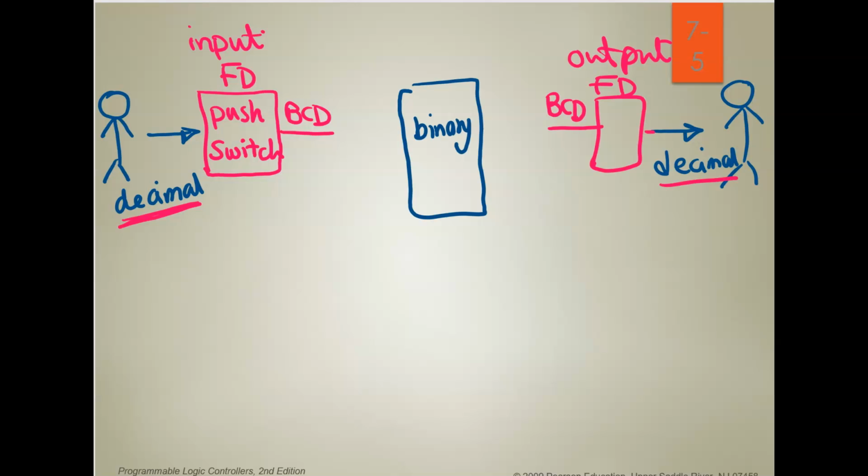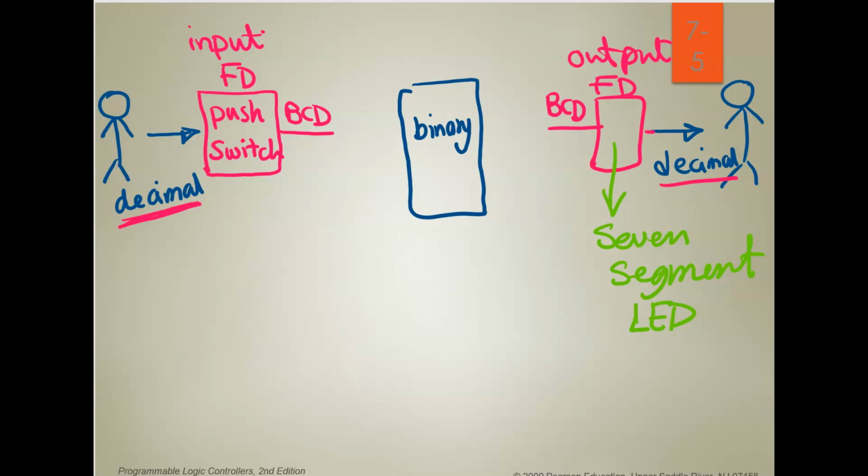What are these output field devices? You definitely know about them. The output field device that can convert a binary coded decimal into a decimal number is 7-segment LEDs. So these are 7-segment LEDs.